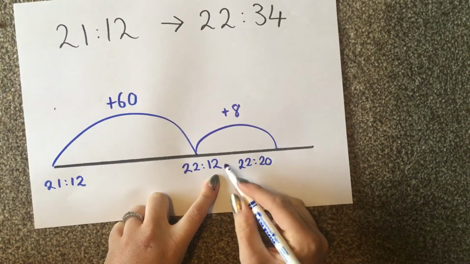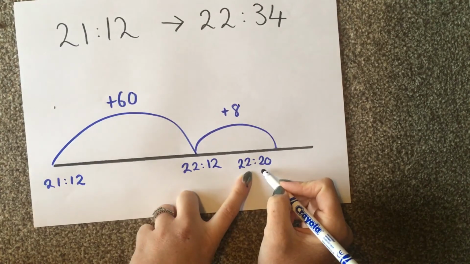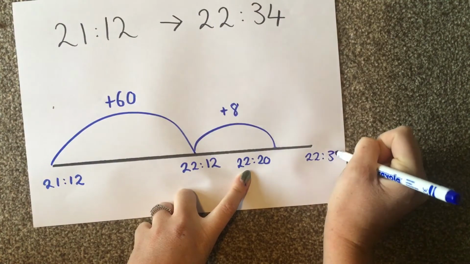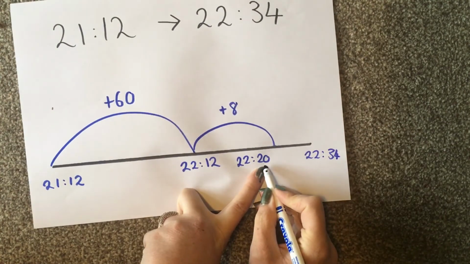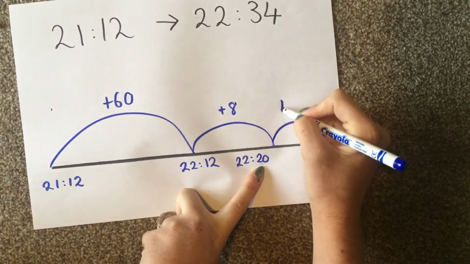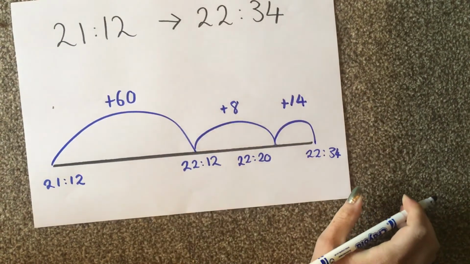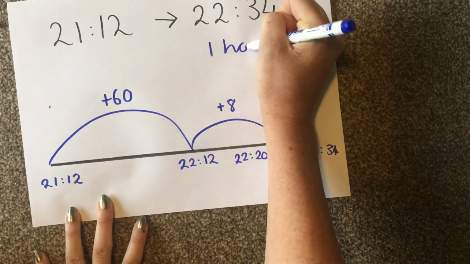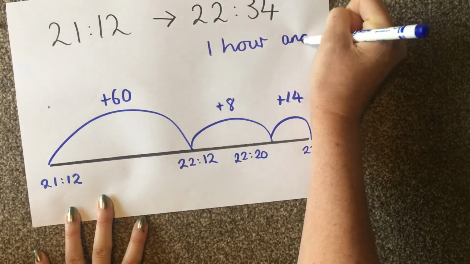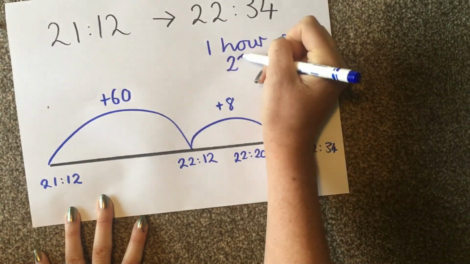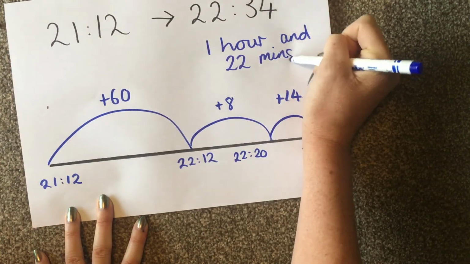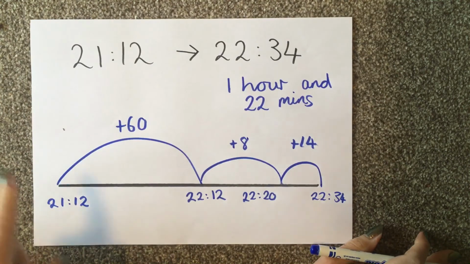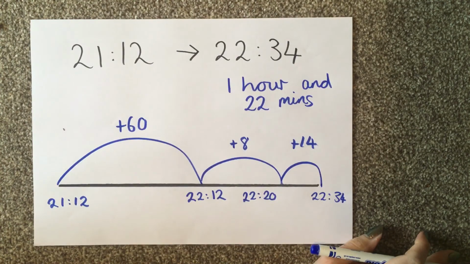So 22:12 add 8 minutes takes me to 22:20, so 20 past 10. And then I just need to get all the way to the end, which is 22:34, and between 20 past and 34 minutes past, that's going to be 14 minutes. So if I add those all together, I've got 60, so that was my 1 hour. And then if I add those two together, I get 22 minutes. So from 21:12 to 22:34, I've added on 1 hour and 22 minutes. There you have it.